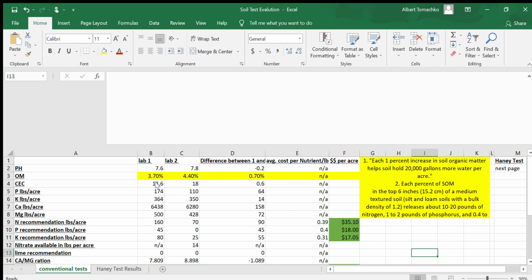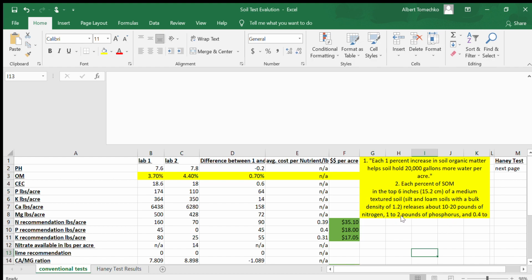And then you compare that to lab 1, 3.7. I don't know what that comes out to be. I did the math earlier. I think it was like 72 or something like that. So it came back to almost 20 pounds per acre difference just in nitrogen, just based on the organic matter results. And then you can go to the phosphorus, etc.